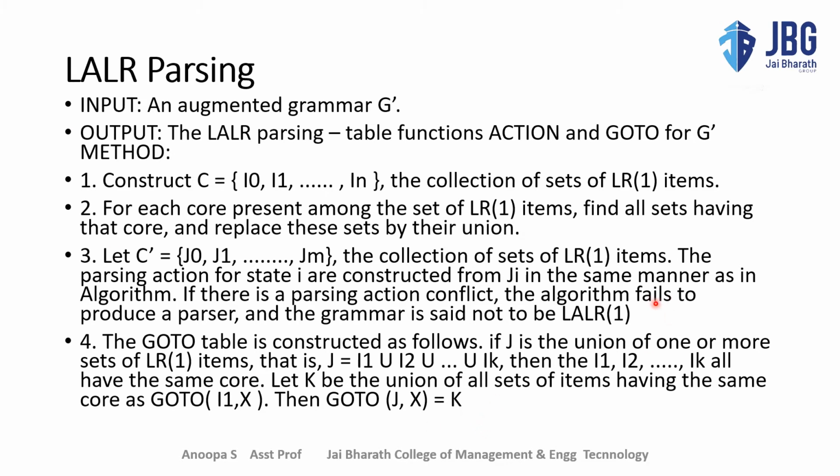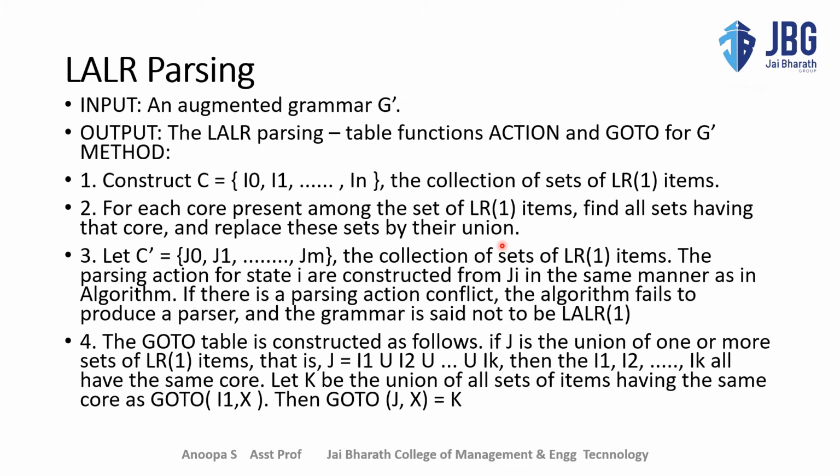Everything is similar except for this union. The input is an augmented grammar G dash, and the output is an LALR parsing table with the same functions, action and goto, and the construction of LR(1) items is very similar. Here comes the core: for each core present among the sets of LR(1) items, find all sets having that core and replace these sets by their union. Union is nothing but simply merging the names. For set 1 and set 2, you should write set 1,2.